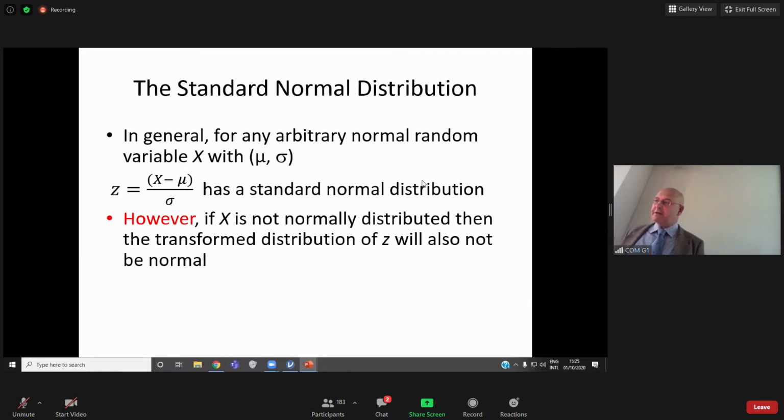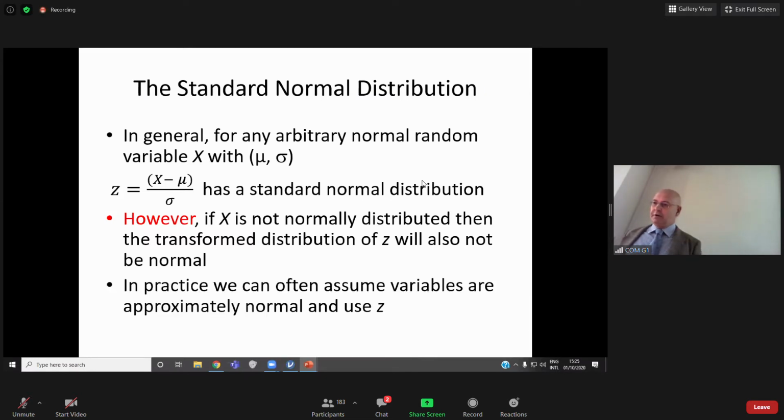When we come to samples, which is what a student also asked, interestingly, when we're dealing with samples, the distribution of the samples, if the samples are large enough, is very approximately normal. So there is a normality assumption that we can make, but I'm going ahead of myself. I'll stick to today's lecture. So in practice, we can often assume variables are approximately normal, and we can use Z.